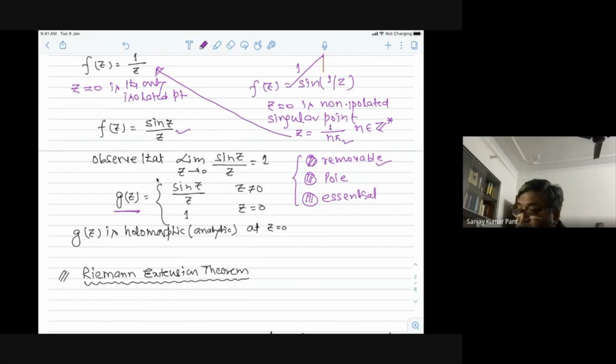So if it is an analytic function at z equal to 0, what can I do? This value I have given, and this function becomes analytic. So g(z) is equal to f(z). g(z) is analytic by this very beautiful theorem, which is an application of Morera's theorem.